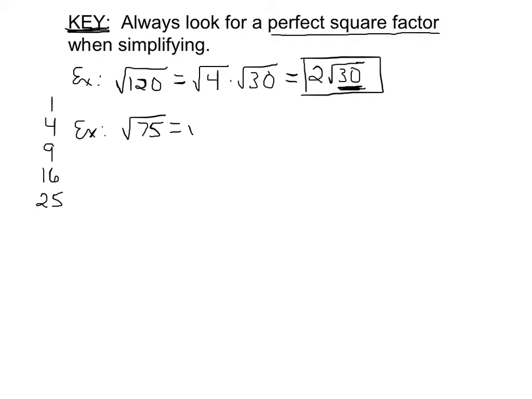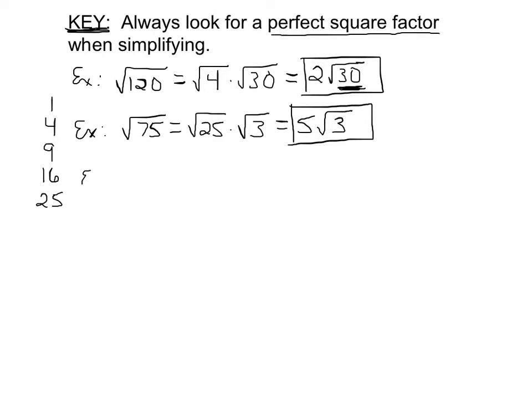So I can rewrite this as the square root of 25 times the square root of 3. Again, the square root of 25 is 5. The square root of 3 I leave as the square root of 3. Now, unlike the previous example, 3 is a prime number. I can't make that any smaller. So anytime I have a prime number as the radicand, I know that I am done. So there is the square root of 75 simplified.